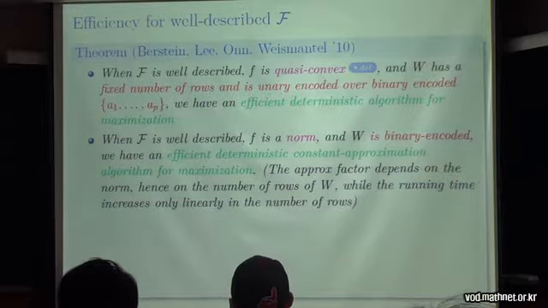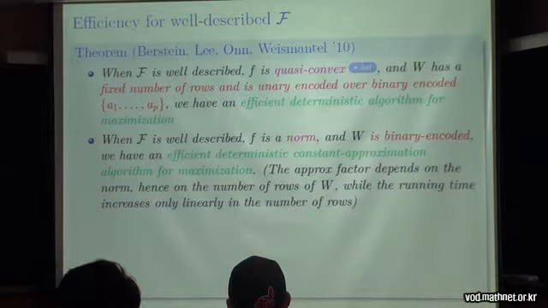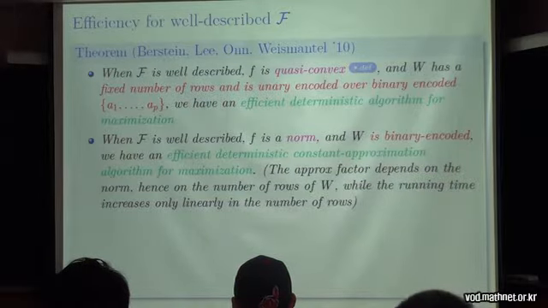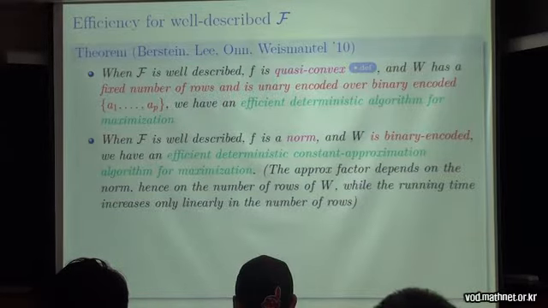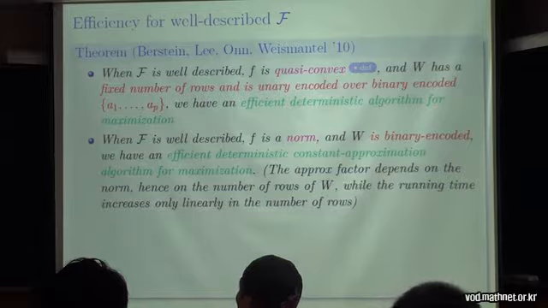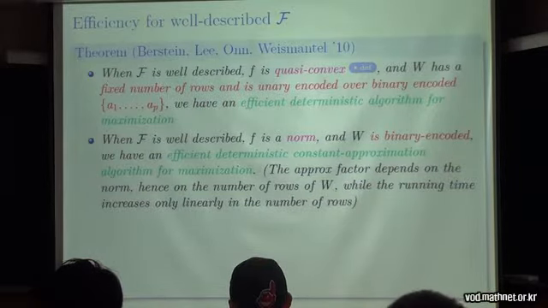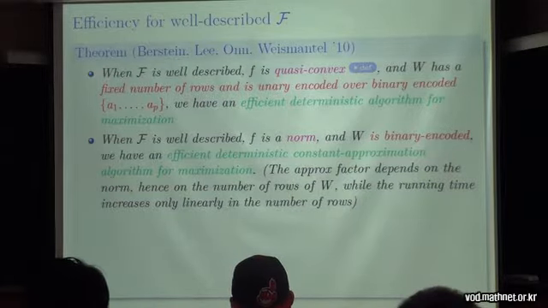So if you assume that little f is a norm, then W can be given to you in a more normal way. Then there's an algorithm that doesn't give you an optimal solution, but gets you within a constant factor of the optimum in polynomial time. The approximation factor depends on the norm. So it actually depends on the number of rows of capital W. When I say the norm, there's not one 2 norm, there's many 2 norms. There's a 2 norm on R1 and R2 and R3. So the constant depends on what norm in that sense.